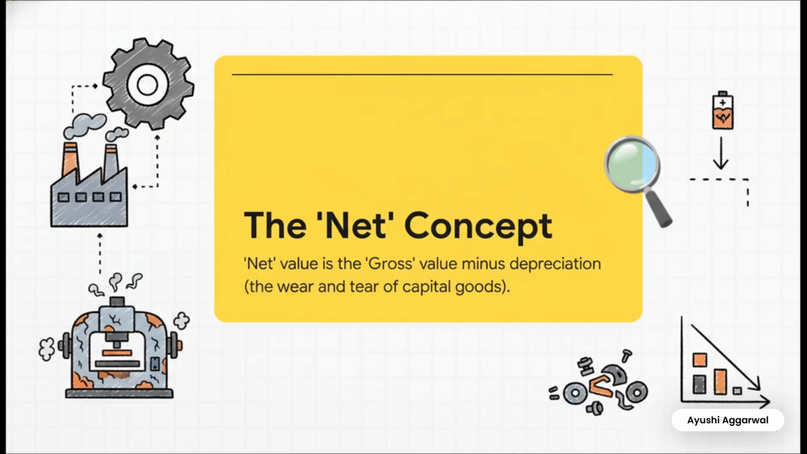Okay, next up, let's figure out the difference between gross and net. It's actually pretty simple. Imagine you buy a brand new machine. After you use it for a year, its value goes down because of wear and tear, right?